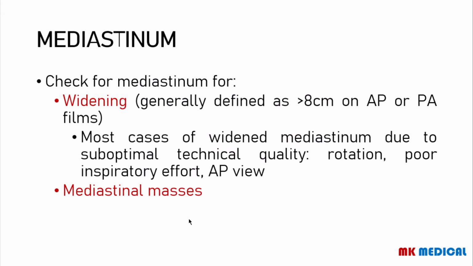Then we come now to the mediastinum, where we check for any widening of the mediastinum, and generally the mediastinum is said to be widened if it's greater than 8 centimeters on AP or PA films. Things that may cause mediastinal widening are a suboptimal x-ray, like in patients that are rotated, in patients where x-rays are not taken in full inspiration, even in patients where they are taken in AP view. So you have to take note of those things that I mentioned in the prior lecture. You may also have some mediastinal masses.